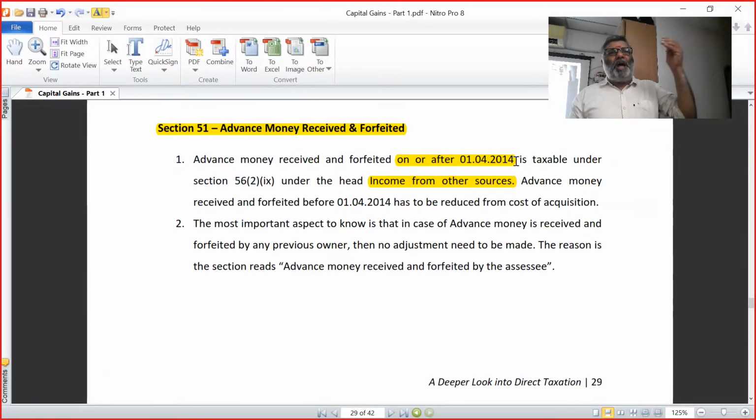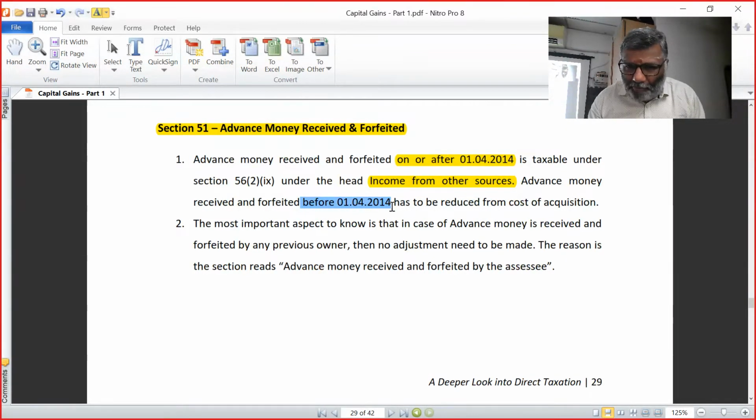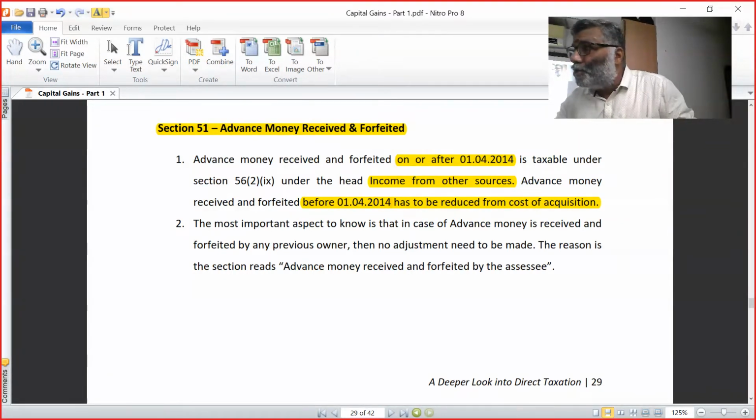If I have received the advance money in 2007-8 or 10-11, what happens? Advance money received and forfeited before 1/4/2014 has to be reduced from the cost of acquisition. Advance money received and forfeited by the assessee.